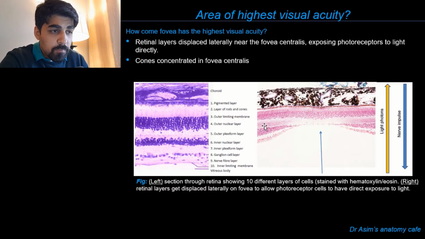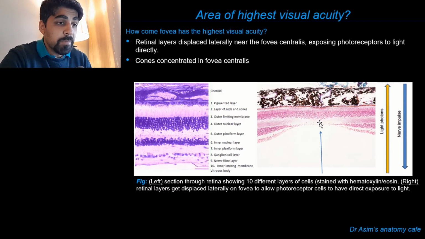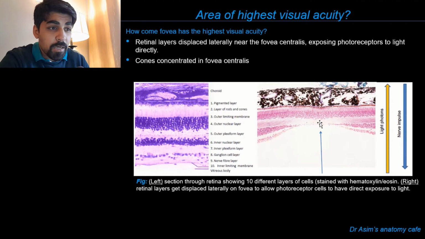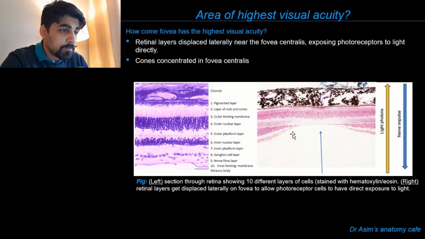But if we look here, this would be a section through one of the peripheral regions of the retina. If we go towards the central part of the retina where the fovea centralis is present, what you can see is that the layers, as I mentioned previously, have been displaced laterally, and so the photoreceptor cells are in direct contact with the light. That is one of the reasons why the fovea becomes the area of highest visual acuity.